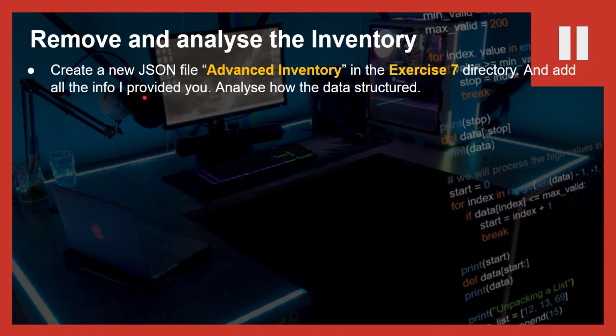Analyze how that data is structured. So remember, JSON files are very similar to dictionaries, and I've provided you with some data either in the description or the pinned comment. Copy that, put it in a .json file that you create yourself, and then analyze how that data is structured. So what are the keys? What are the values? Is there something deeper in there? Are there embedded dictionaries inside of these values? All of these things you need to figure out.